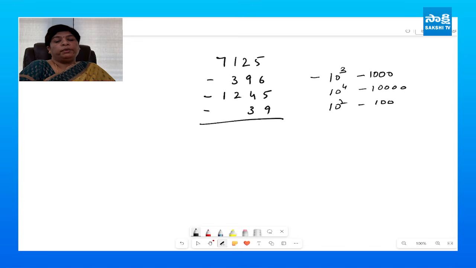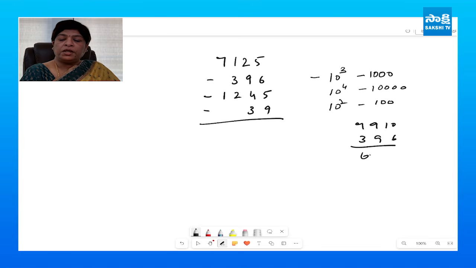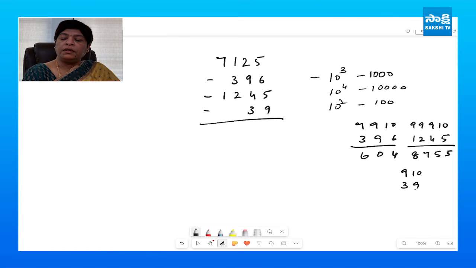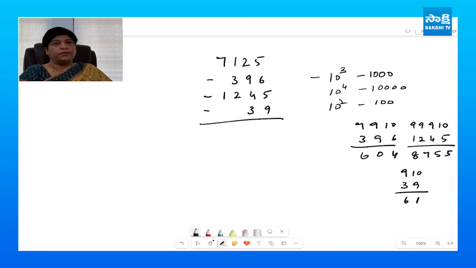Again, the next step would be finding the Nikhilam for all the negative numbers. So all from 9, last from 10. For 396 this gives me 604. For the next number, all from 9, last from 10, 1, 2, 4, 5 is 8, 7, 5, 5, and for 39, all from 9, last from 10 gives me 61. So I have 604, 8755 and 61 as my Nikhilams for all the three negative numbers.